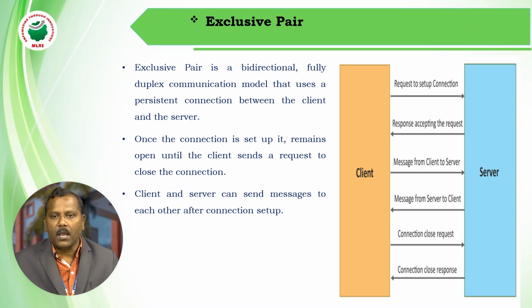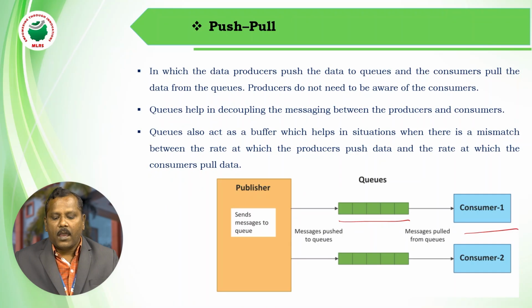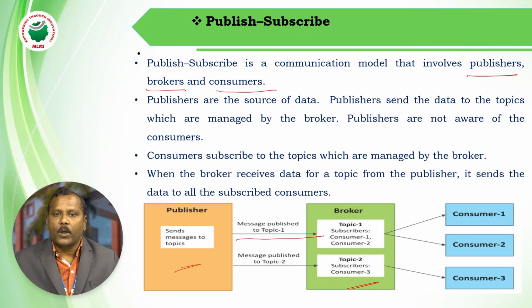So this is about the IoT communication models. There are 4 models: the request-response model, the publish-subscribe model, the push-pull model, and the last one is the exclusive pair model. These are the 4 communication models used in IoT communication systems.